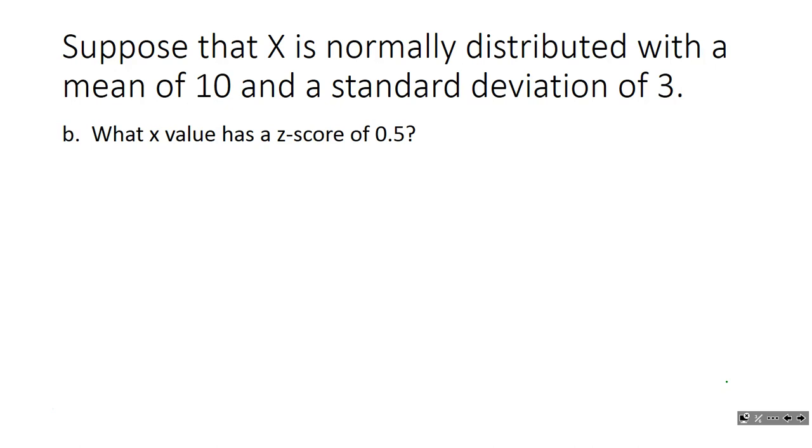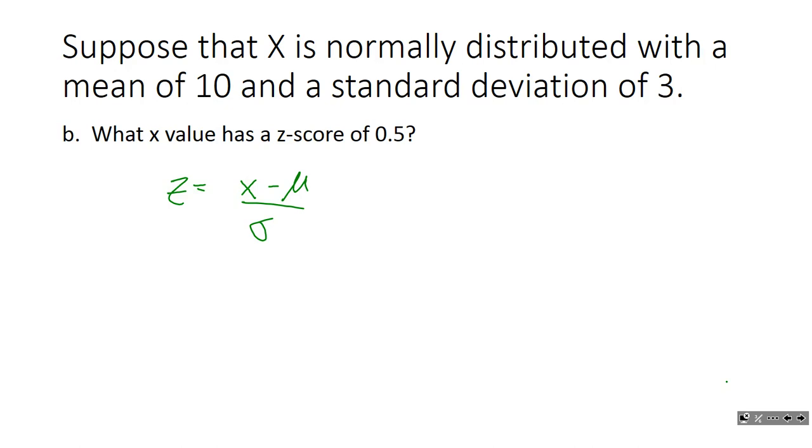Slightly different wording, same original statement. We're saying what x value has a z-score of 0.5. So let's write down the formula again for a z-score. Z is x minus mu over sigma. Any of this stuff that you'll likely be using on a test, start adding it to the formula sheet that I allow on tests. All right, let's plug in what we know.